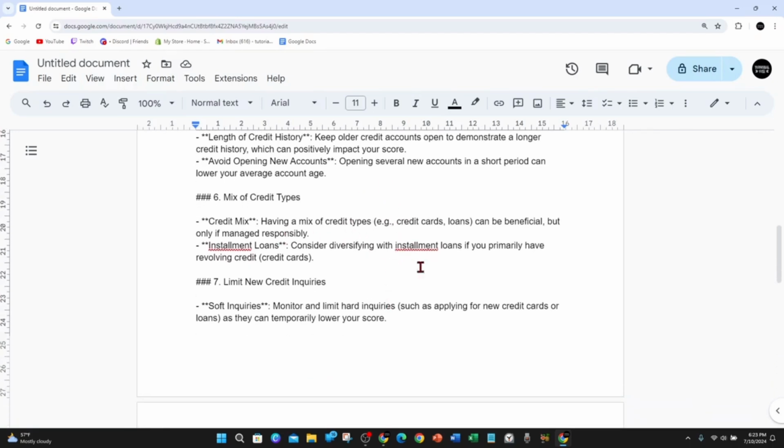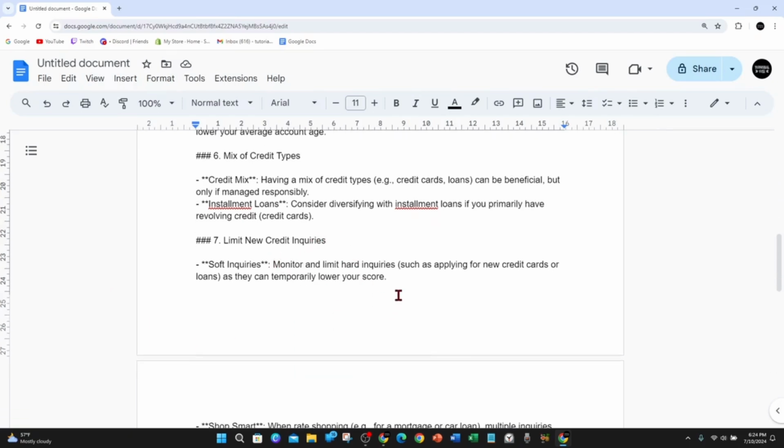Having a mix of credit types, for example, credit cards, loans, can be beneficial, but only if managed responsibly. Installment loans. So consider diversifying with installment loans if you primarily have revolving credit.